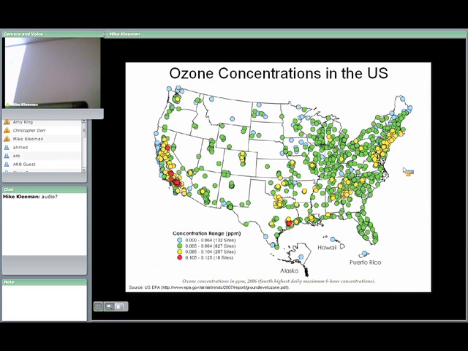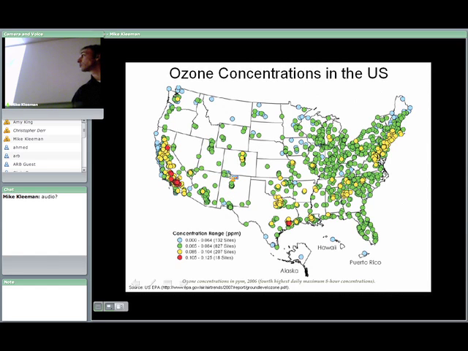So where are ozone and PM2.5 problematic pollutants in the United States? This is a plot of the concentrations of ozone in the United States, and the different colors of the circles here, each circle represents a monitor that is maintained and collected in the AirNow Observation Network.